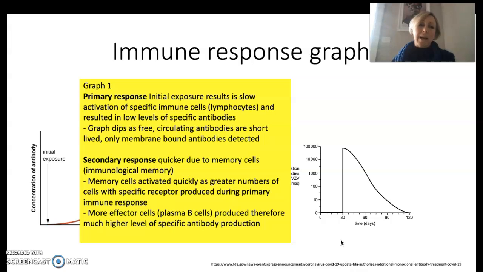Okay, so this is my explanation of graph 1. It's popped up over the top of graph 1, but I'm sure that you've drawn it in your book, so you'll be able to just check your description against mine. I've said that graph 1, you can see the primary response results in slow activation and slow increase in antibodies.